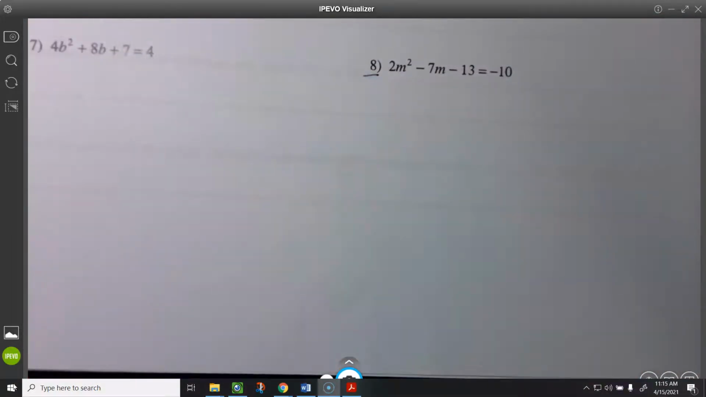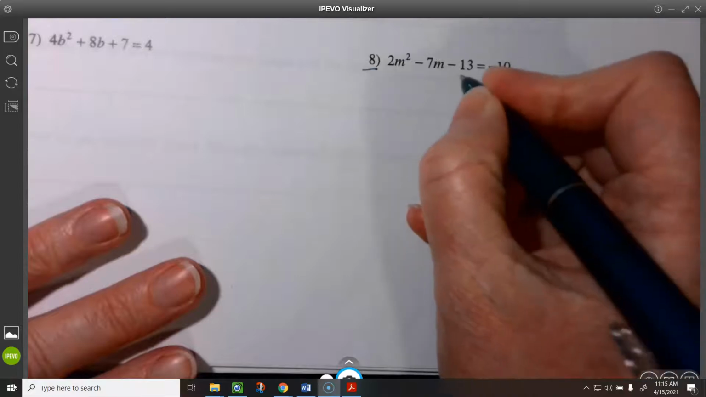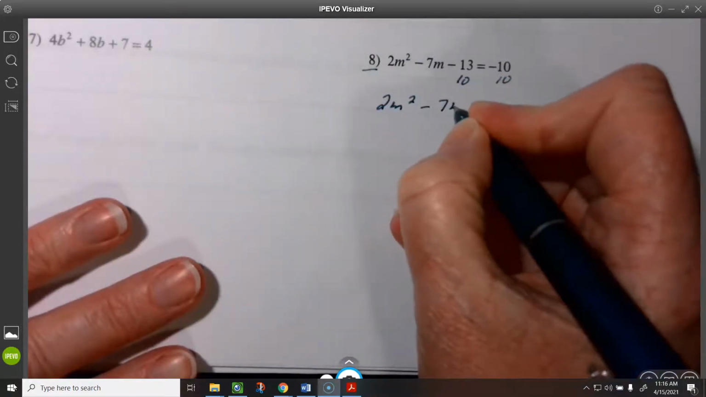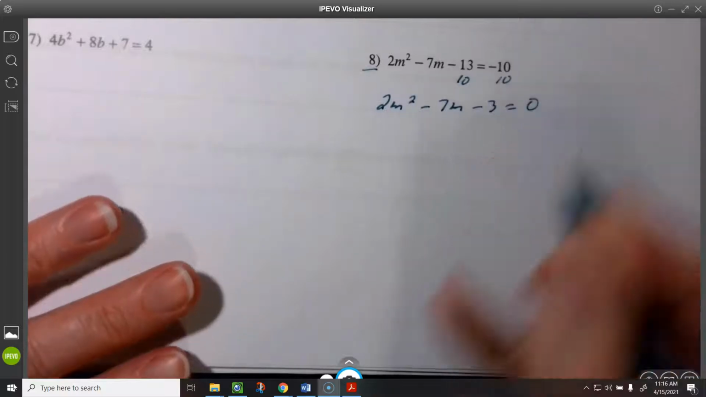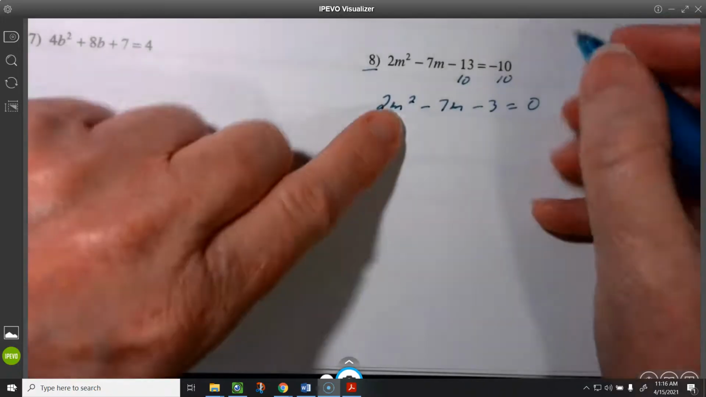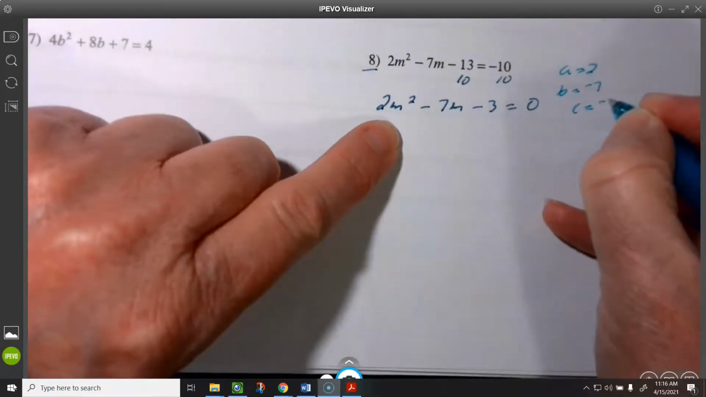The other ones that we've been doing could have been solved by factoring. This one would not have been able to be factored. First thing we have to do, of course, is get 0 on one side. So we're going to add 10 to both sides. Therefore, we get 2m squared minus 7m minus 3 is equal to 0. And this one is not factorable. Okay, so we couldn't have solved this one by factoring. So let's write down A, B, and C. A is 2, B is negative 7, C is negative 3.